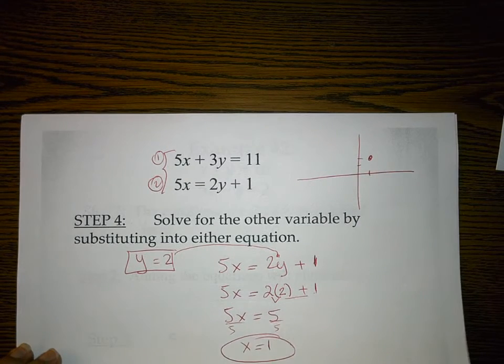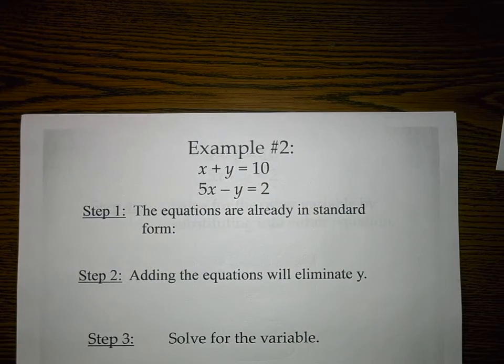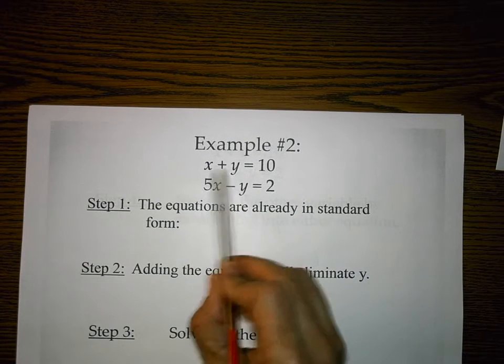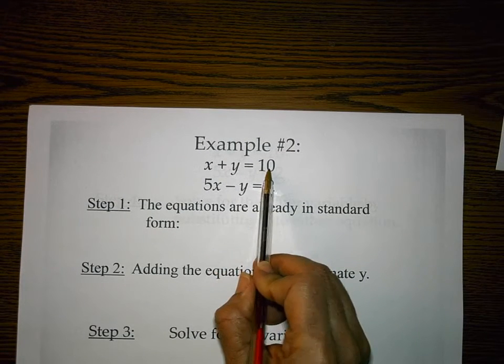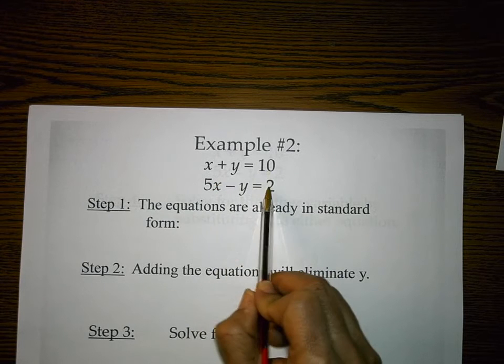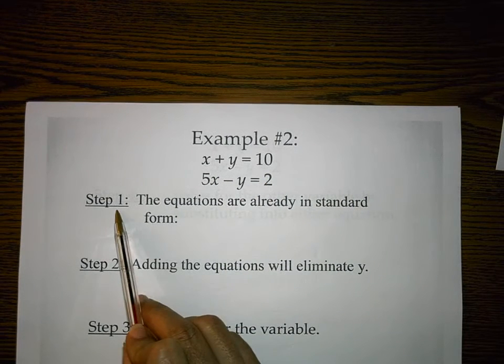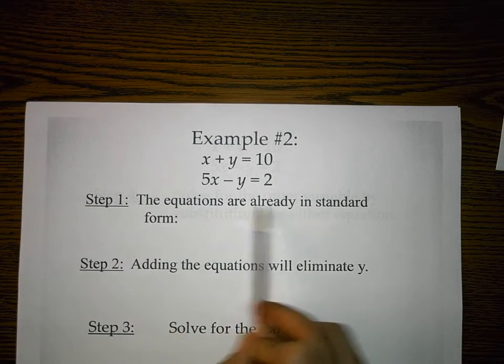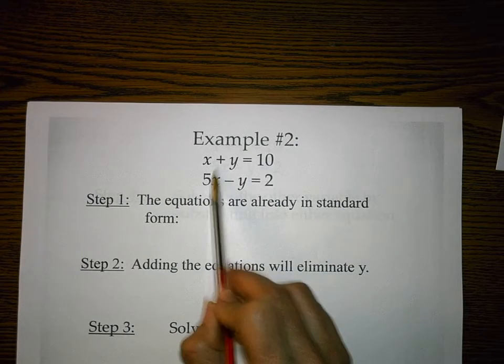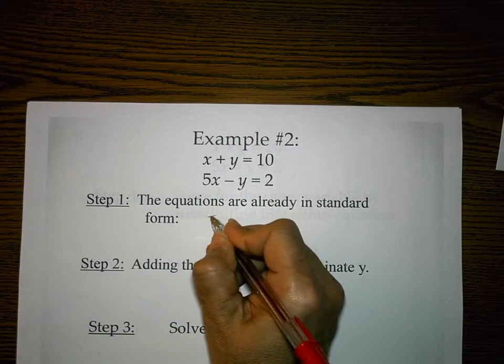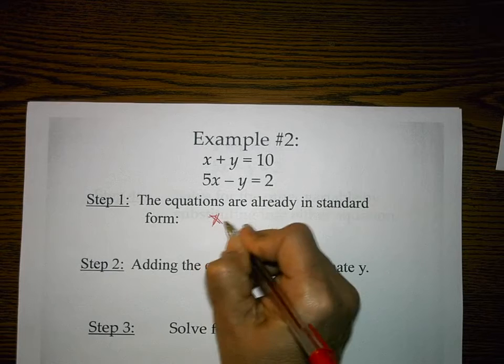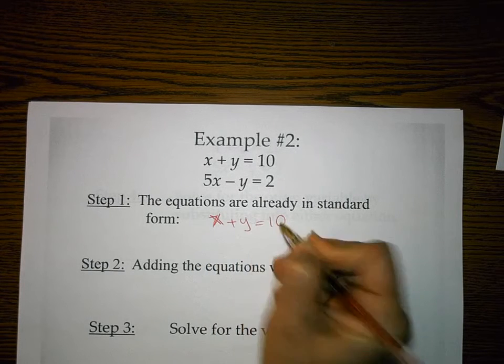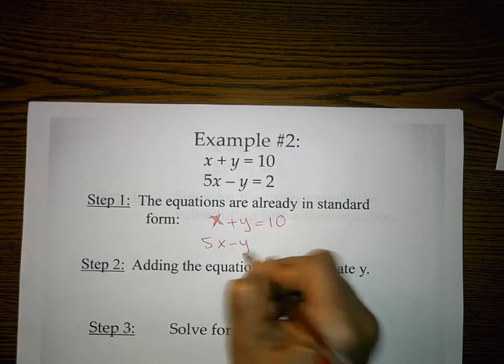Let's try one more time. I think I have one more example. There we go. So example 2. x plus y equals 10. 5x minus y equals 2. Step number 1. The equations are already in standard form. Nice. So it's just x plus y equals 10, and 5x minus y equals 2.